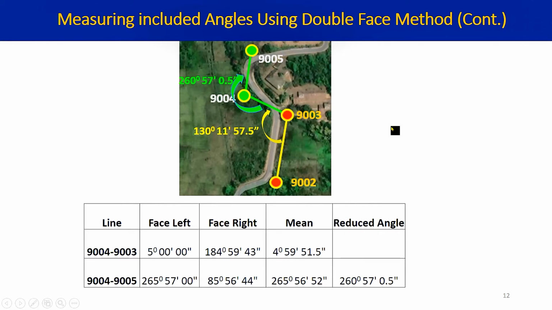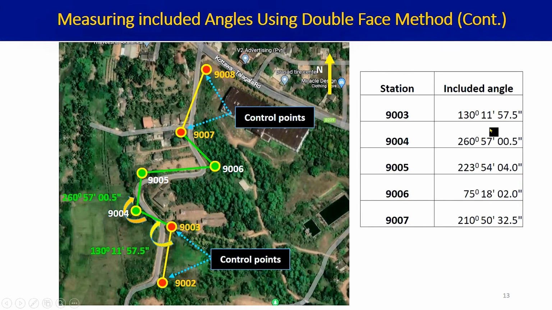So similarly, we can find out all the included angles like this for the 9005 station, for the 9006 station, and for 9007 as well. And this table shows the completed included angles found after doing the total station traversing. At the same time, you need to find out the distances of all these legs as well.